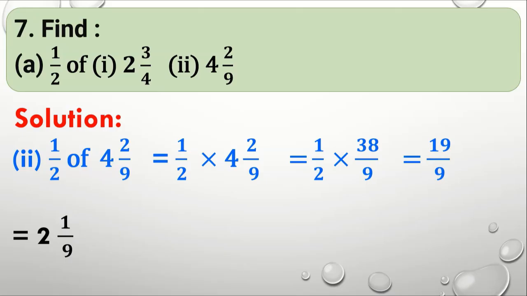Next we have to find half of 2 and 3 by 4 and 4 and 2 by 9. So half of 4 and 2 by 9 equals half into 4 and 2 by 9. 4 and 2 by 9, we will convert into a simple fraction, that is 38 upon 9. We will cut the 2: 2 ones are 2 and 2 nineteens are 38. So 19 upon 9, that will be converted into a mixed fraction. So it is 2 and 1 by 9.